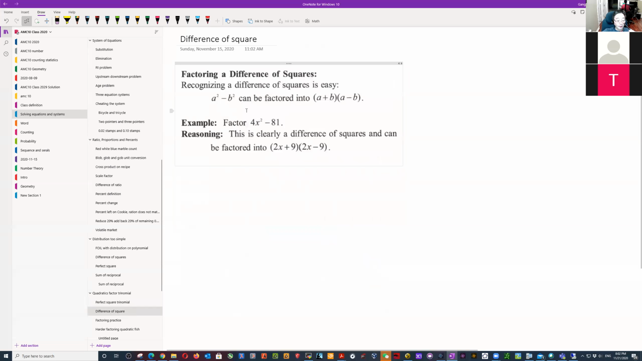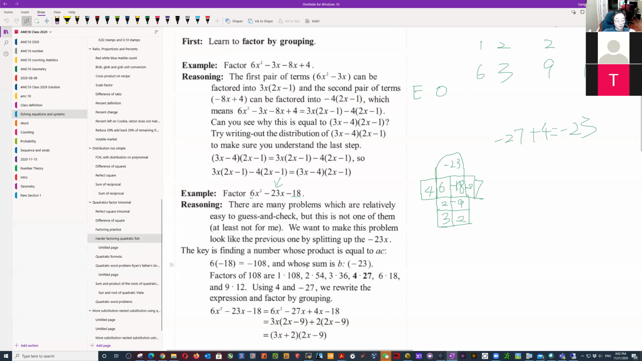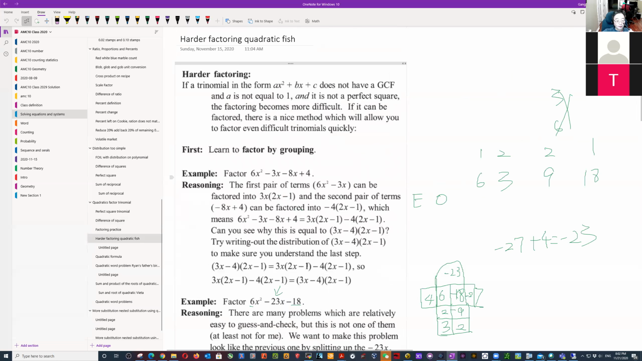And the difference of squares, again, you just find out its perfect square. If the sign is negative, you can factor it this way. These are the easy ones. Then we're going to go through the harder ones. Let's try to do the harder ones.